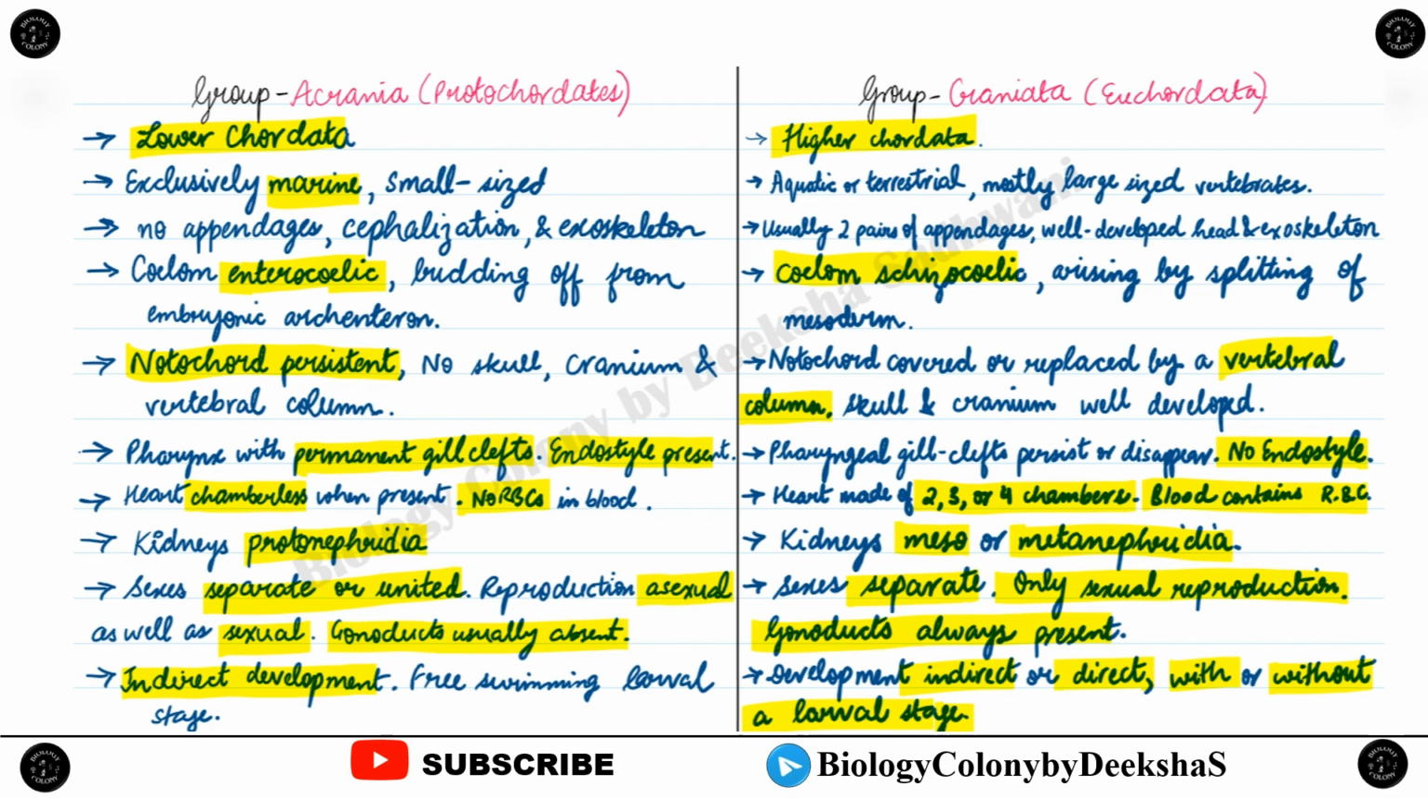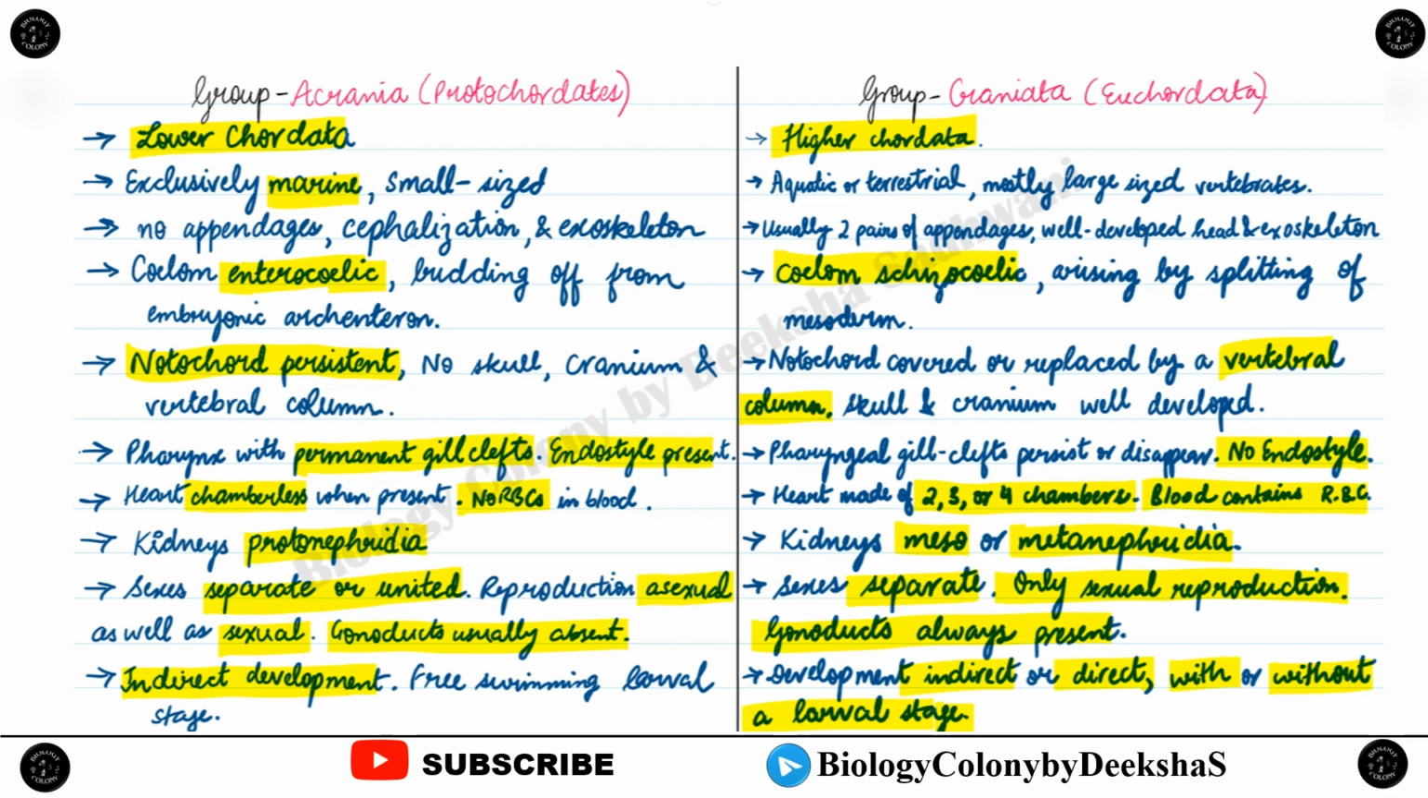Acrania have pharynx with permanent gill clefts and endostyle, that is the organ present in the pharynx that is required for filter feeding is also present in acrania, while pharyngeal gill clefts persist or disappear in craniata and they lack endostyle.